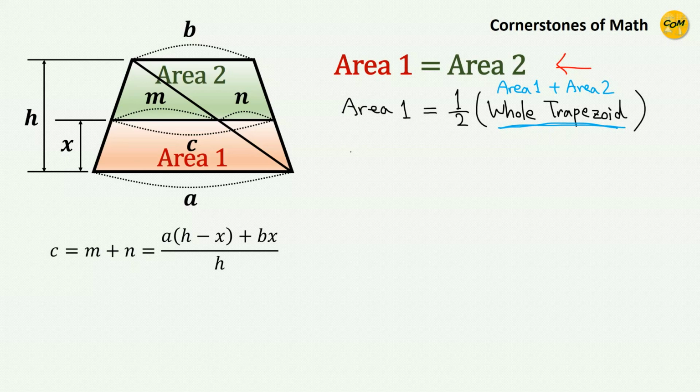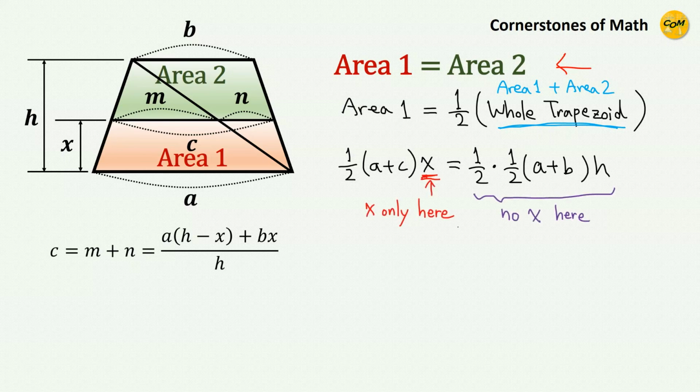The area of the bottom trapezoid is given as 1/2 times the sum of the two bases, A plus C, times the height x. This equals 1/2 of the area of the whole trapezoid, which is given as 1/2 times (A plus B), since the two bases are A and B, times the height h. Therefore, there is no x on the right-hand side. x is only on the left-hand side. If we multiply 4 on both sides, we have 2(A plus C)x equals (A plus B)h.